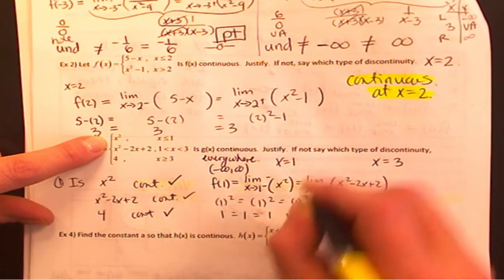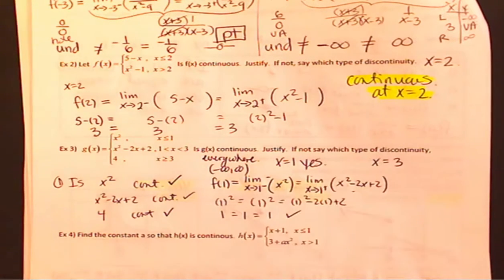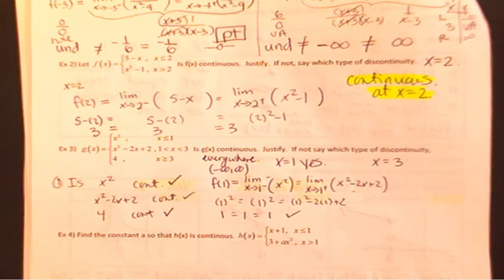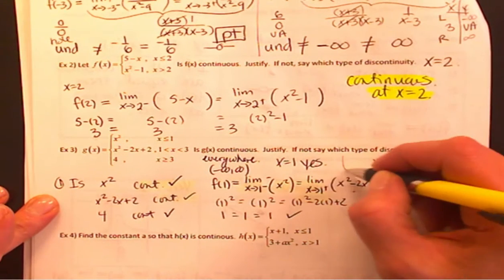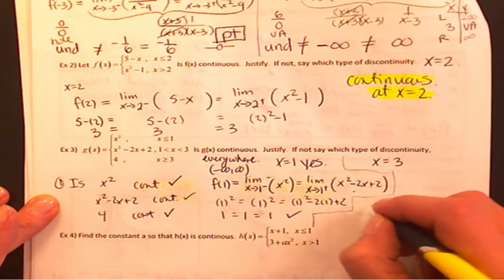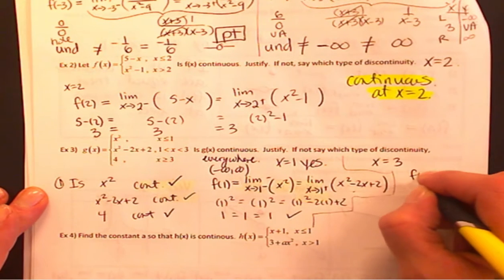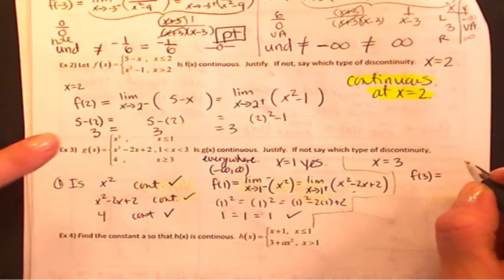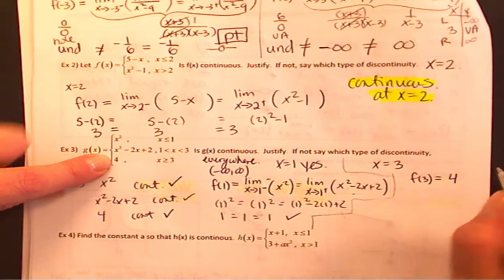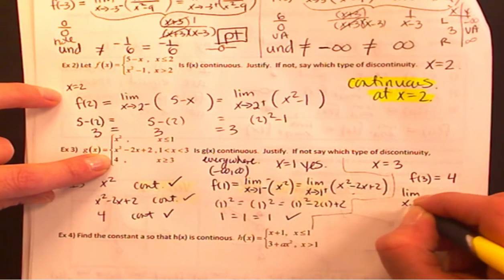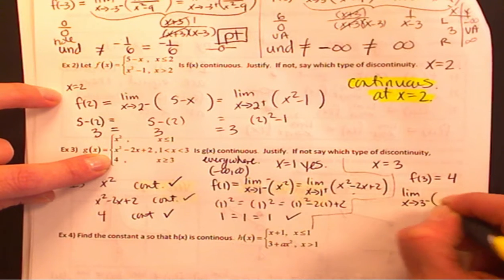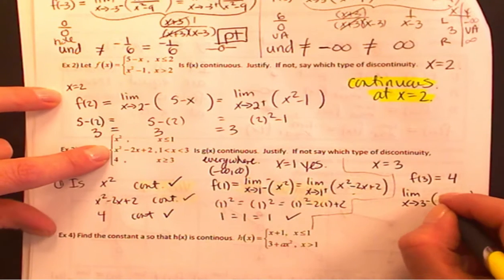One. Okay. Yes. Continuous at 1. Now check 3. I know there's not a lot of room here, so let's see if we can't do it. F of 3. I'm just going to work vertically instead. The limit as x approaches 3 from the left.